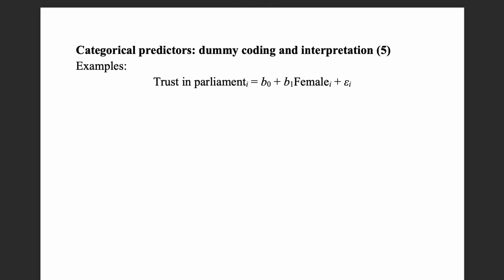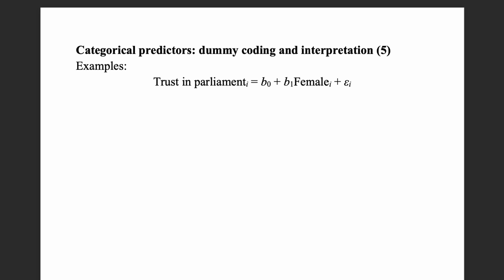So let's look into a more concrete example. And again, we're going to start super simple. Let's just assume that I want to analyze this hypothesis that women have less trust in Parliament than men. And I'm not worrying about any kind of control variables or other variables yet. So I'm looking at a super simple regression model where I'm just taking trust in Parliament as dependent variable and gender as the independent variable.